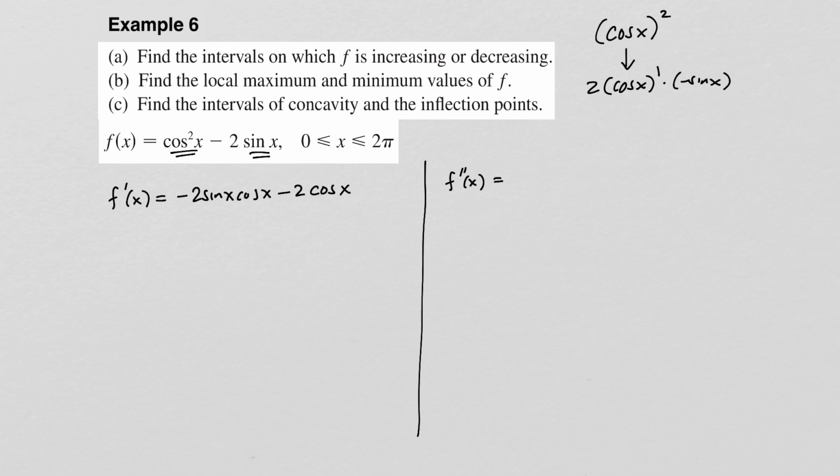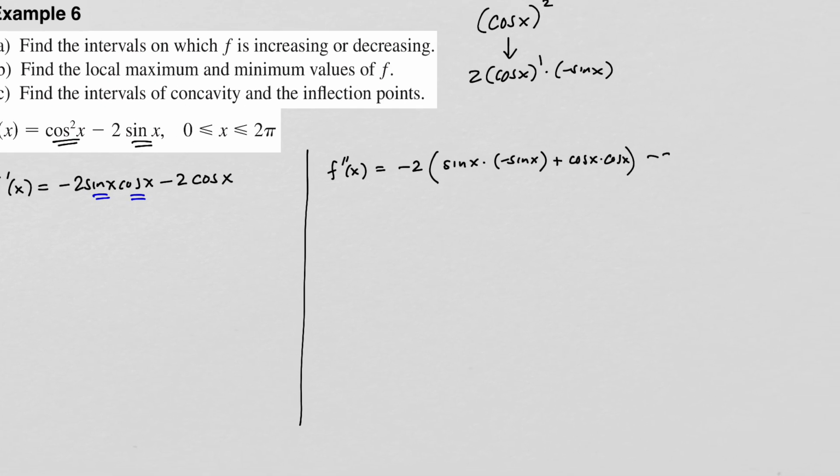Now the second derivative, I need to take the derivative of this. So let me take the negative 2 out, and then I'm going to view these two functions as a product. So the derivative is going to be the first function sine times the derivative of the second function. Derivative of cosine is negative sine. And then plus the derivative of the first function, which is cosine, times the second function, which is cosine. And then we have minus 2 times the derivative of cosine, which is negative sine. So be very careful with all of your positives and negatives here.